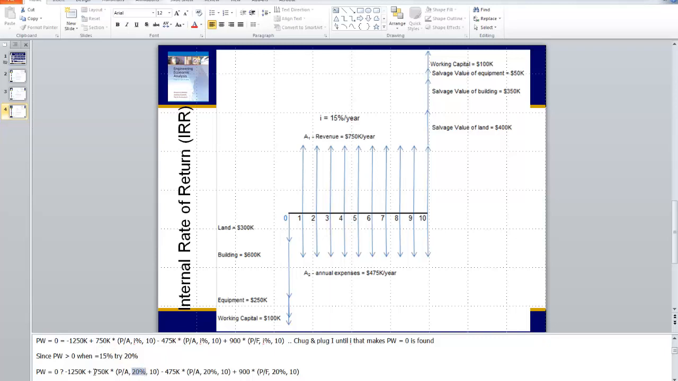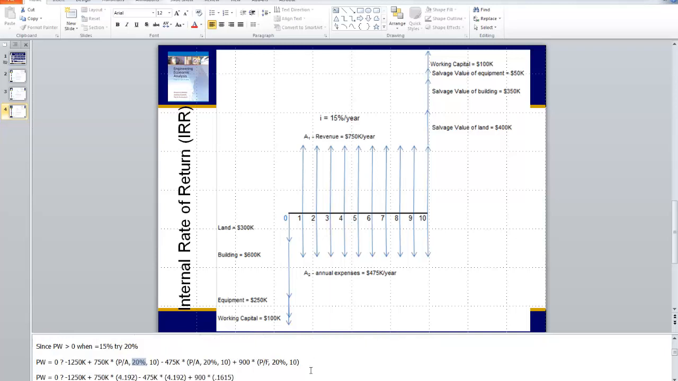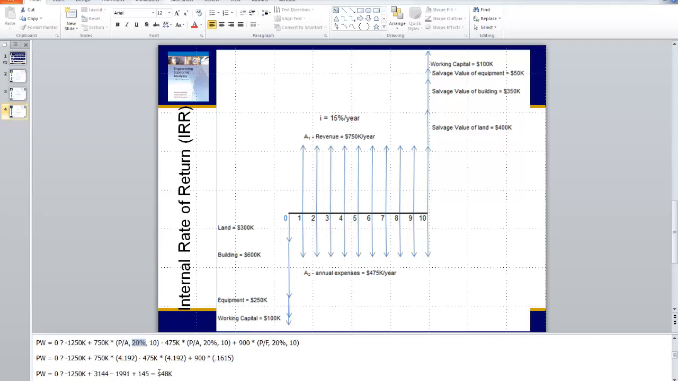So you see how it's the same thing: my present worth of cost stays the same. I have my annuity that I'm going to convert to present worth using 20%. I have my cost annuity I'm going to convert to present worth using 20%. And I have my single payment on my salvage value that I'm going to convert to the present using 20%. So I just find the factors in the table again. Compound tables, go to the 20% page, find the present given the annuity over 10 years, and then multiply these all out. And the present worth equals $48,000.